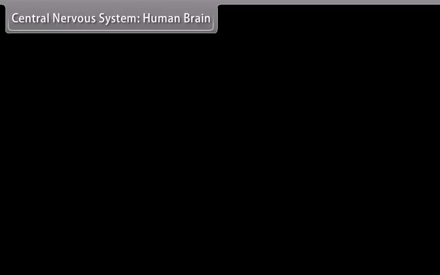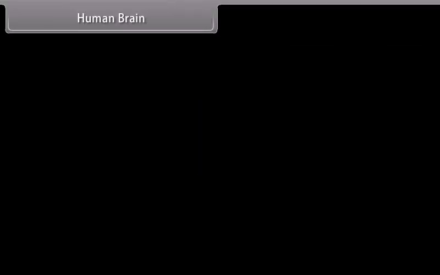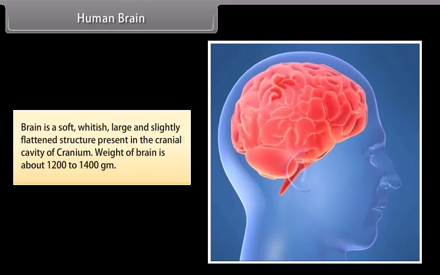Central nervous system. Central nervous system, human brain, consists of brain and spinal cord in animals. All life activities are under control of the brain. Human brain. Brain is a soft, whitish, large and slightly flattened structure present in the cranial cavity of cranium. Weight of brain is about 1200 to 1400 grams.